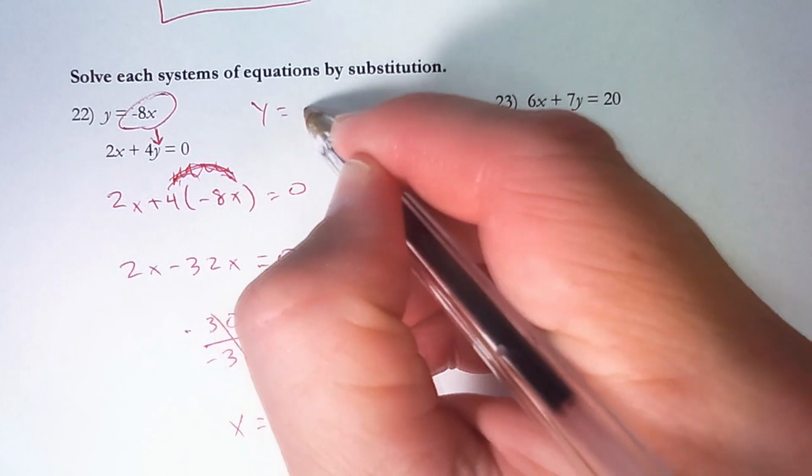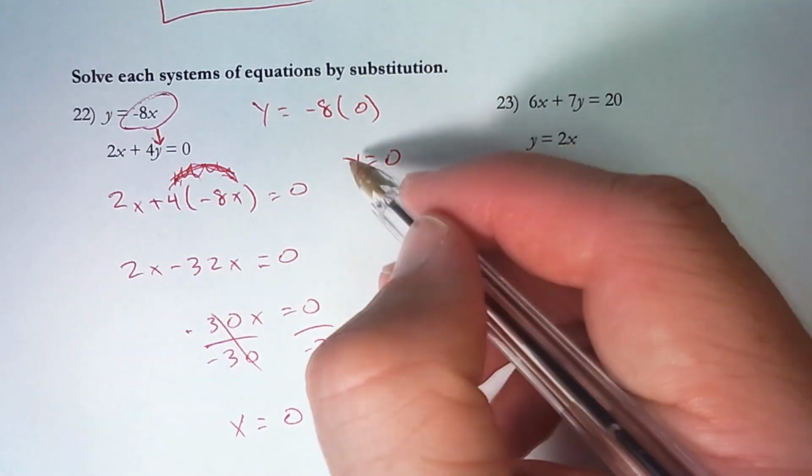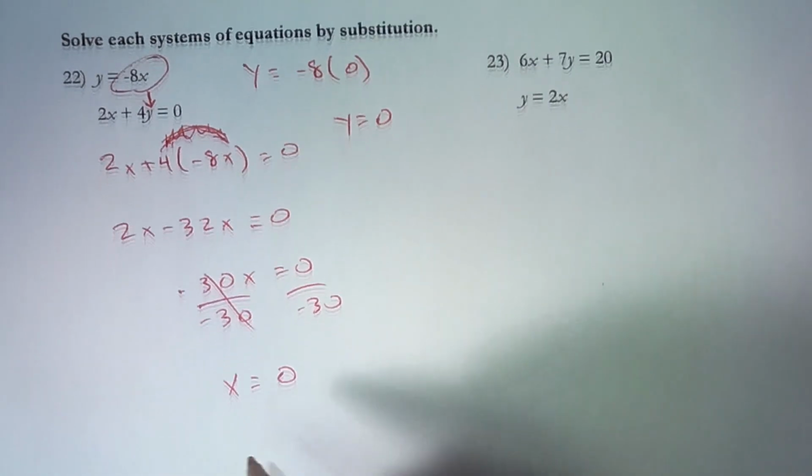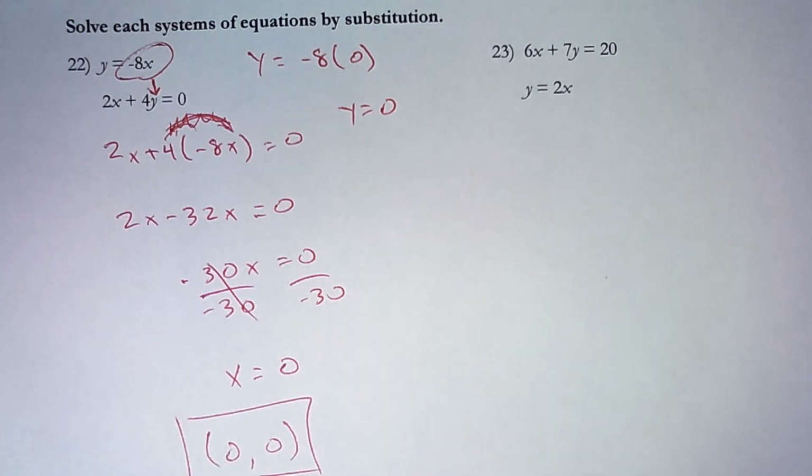Okay, now I'll plug that in right here. So y equals negative 8 times 0. So y is 0. So that means these 2 lines intersect at the origin. The intersection is at the point 0, 0.